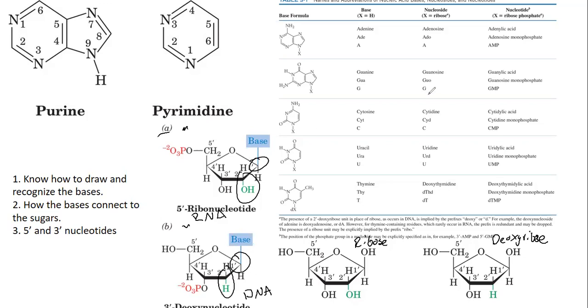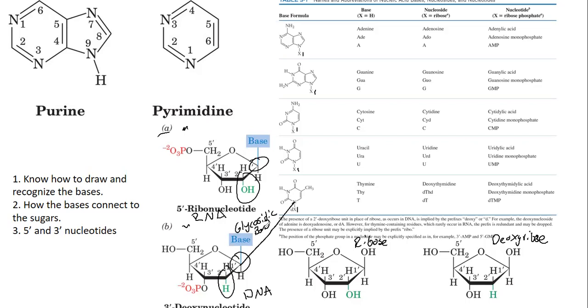And the way it connects, if you look on the table, you see these little X's. These X's are showing you this is the atom that connects to our sugar. So you form what's called a glycosidic bond. You form a glycosidic bond between your sugar and your base.